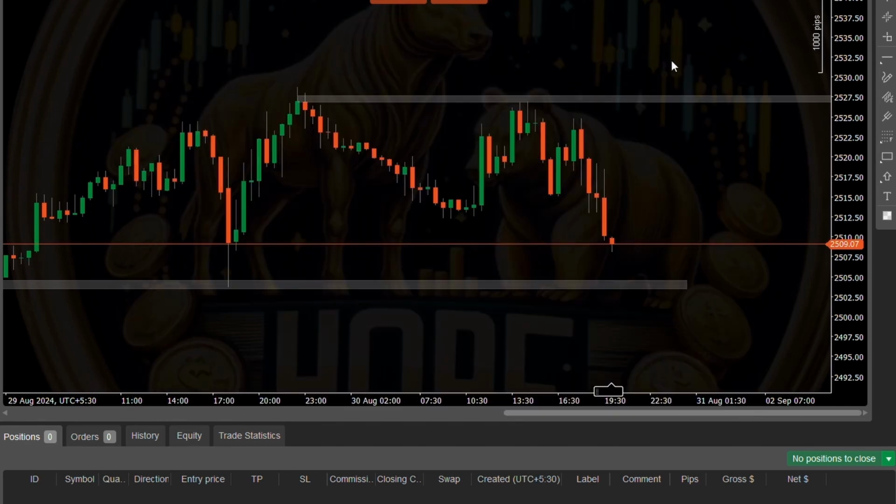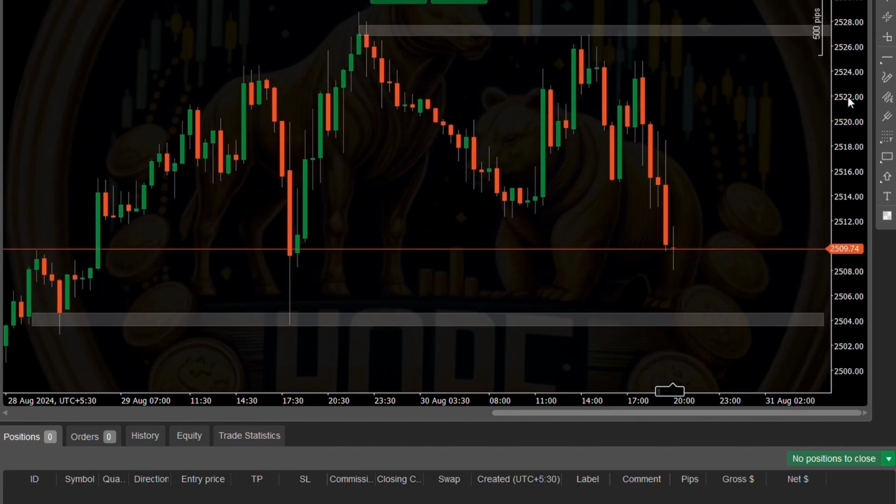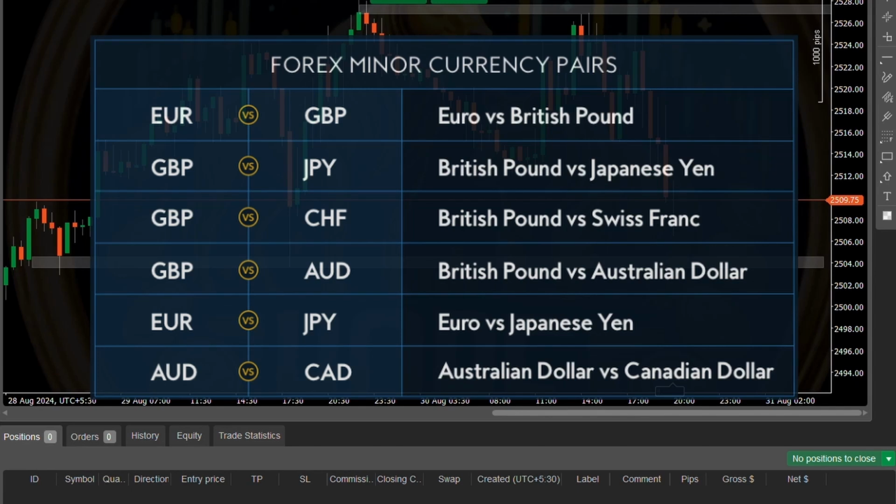Minor currency pairs, also known as cross-currency pairs, do not involve the US dollar. They pair two other major currencies or a major currency with a currency from a smaller or emerging economy. Here is a list of minor currency pairs.